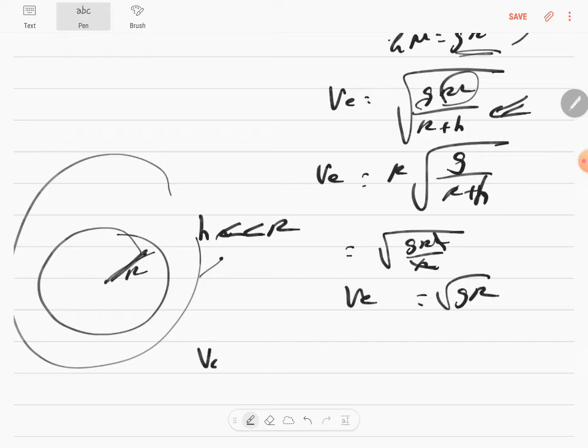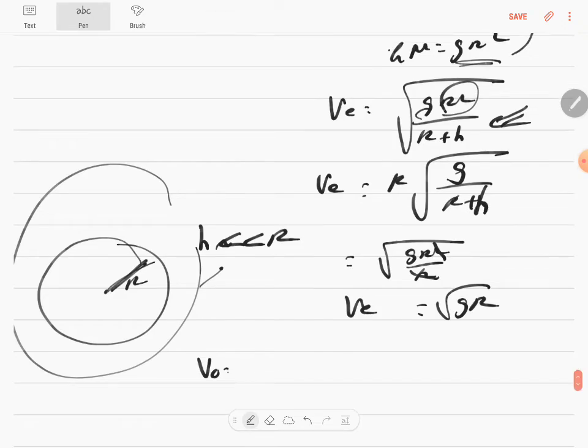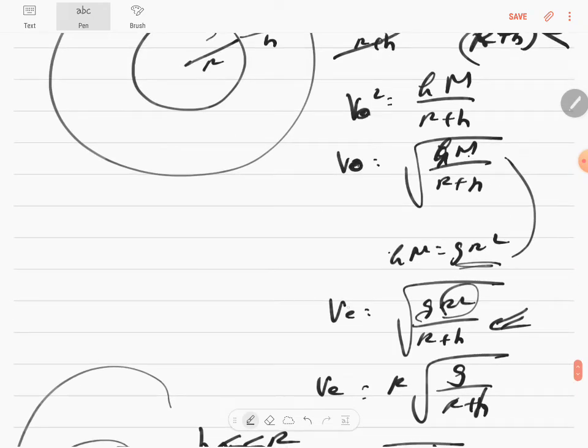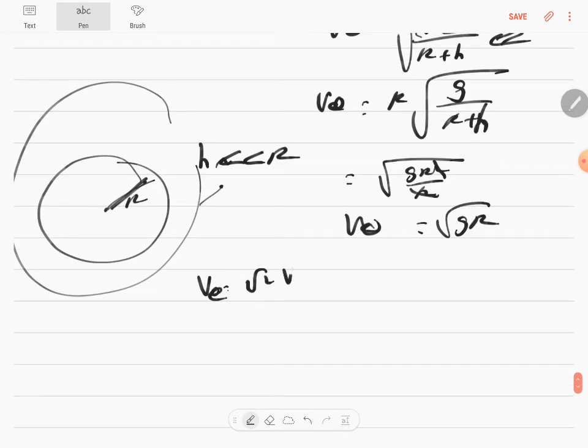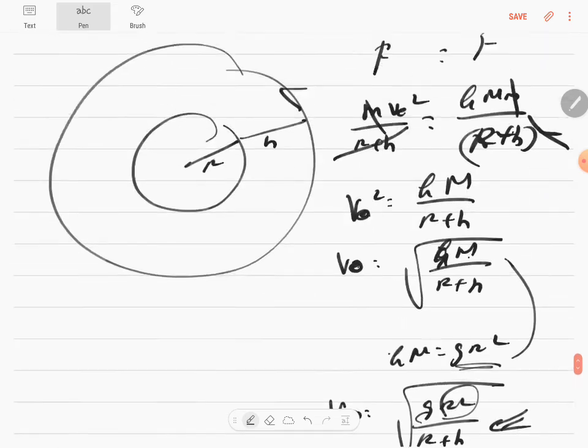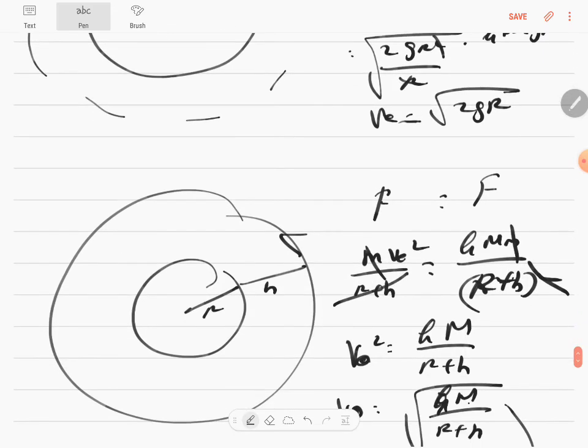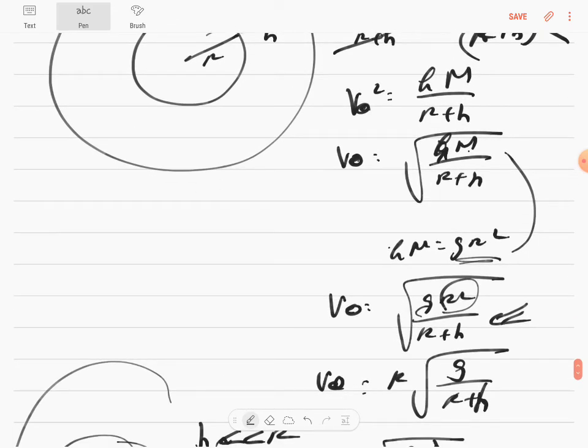You know orbital velocity is this, so all this is orbital velocity, and you know escape velocity is root 2 times orbital velocity because there is a root 2 g r there. So that is the conclusion. That's what this part is, and that's the entire lesson.